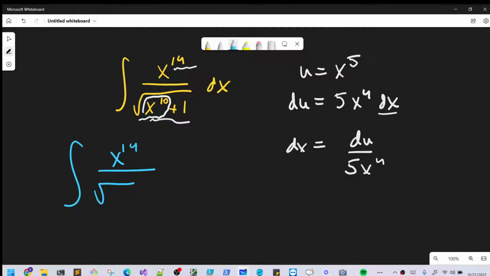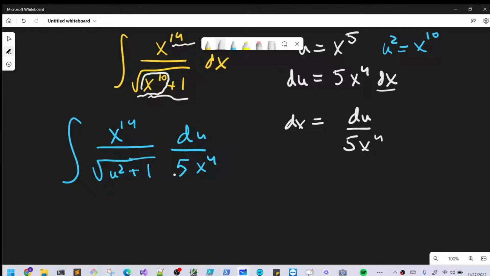In the denominator, we're going to have u squared, because if we put u equals x to the 5th, then u squared is x to the 10. We're going to have u squared plus 1. And our dx is going to be du over 5x to the 4th.